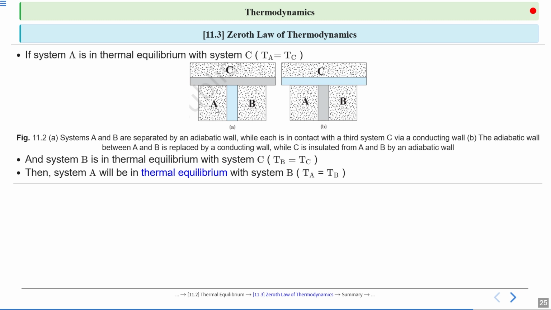So we can say A and C are in thermal equilibrium. Similarly, B and C, there is a diathermic wall between both systems, so B and C are in thermal equilibrium. Now, according to the Zeroth law of thermodynamics, A and B then also will be in thermal equilibrium. So this is represented by a diathermic wall. All right. So this is the zeroth law of thermodynamics, and this is very important.